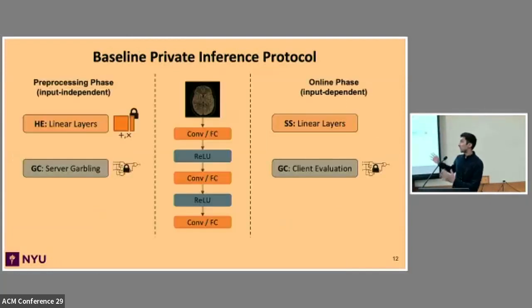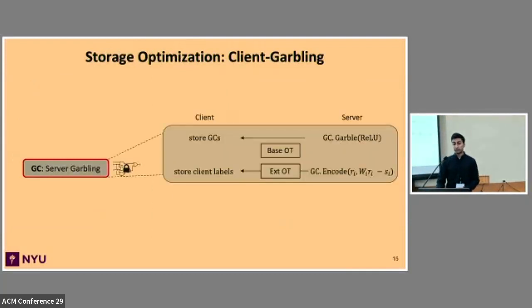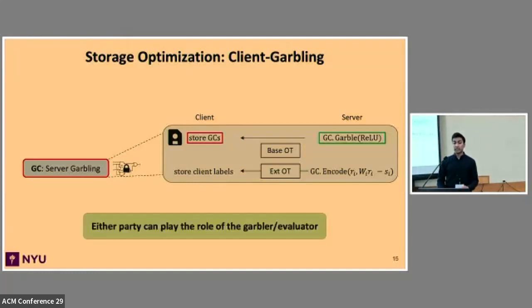So here's this baseline private inference protocol that we're working with, and I'll show you two of our optimizations. So the first one is that storage problem that was happening in the offline garbled circuit protocol. So let's zoom in on that. And what we'll see here is that the server performs the garbling of the ReLU, and the client actually stores these garbled circuits locally.